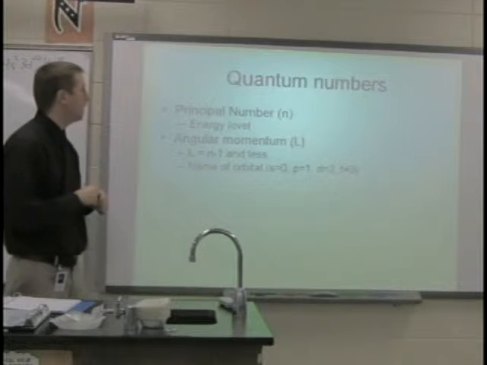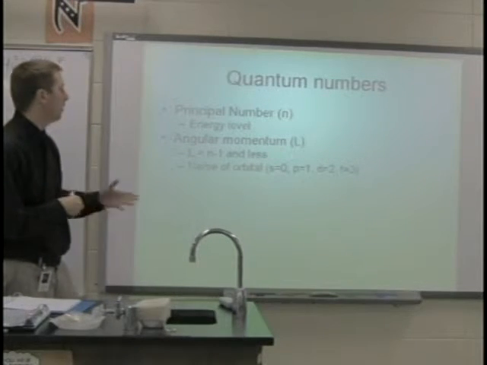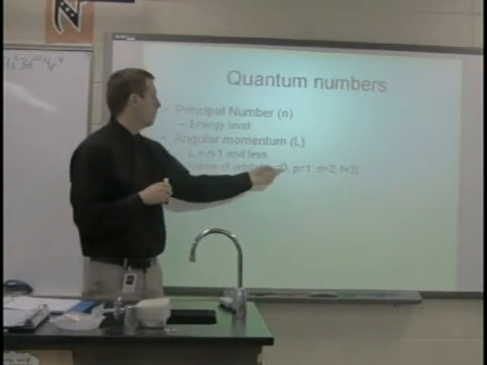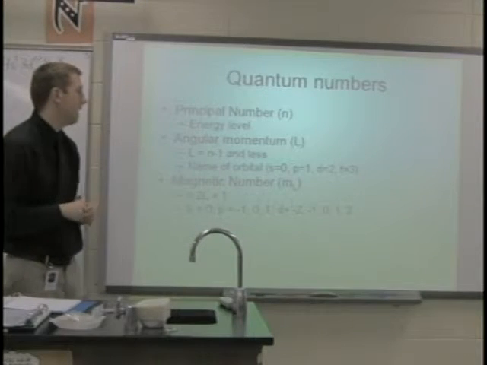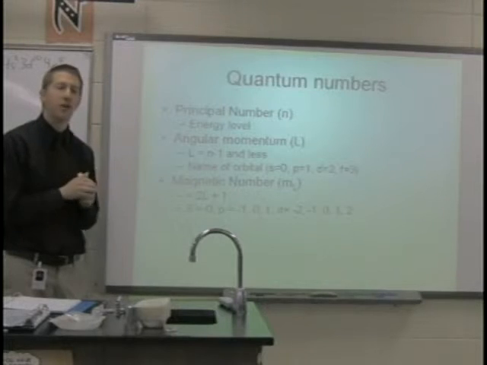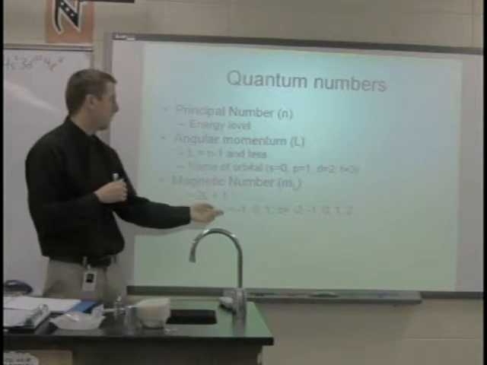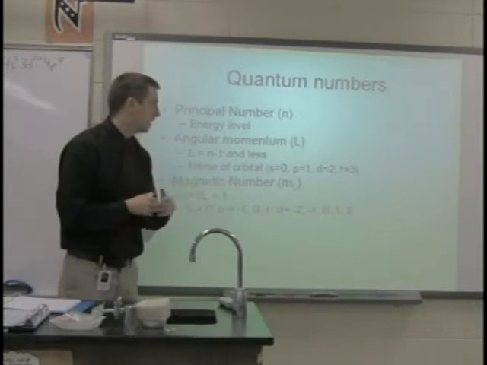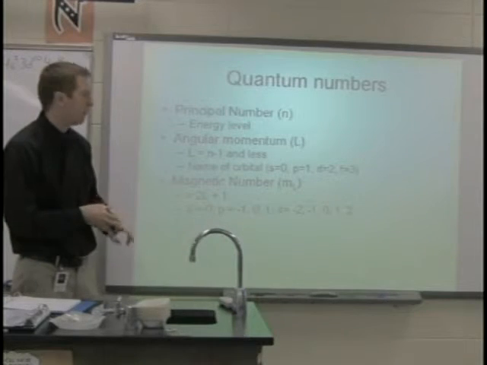The second one is called the angular momentum, and again, it's referred to as the letter L. The name of the orbital: if you end in the s orbital, you're given a 0. The p is a 1, the d is a 2, and the f is a 3. The magnetic number can vary based on where the electron is located. If it's s, it can only be a 0. The p can be a -1, a 0, or a 1. And again, the d can be -2, -1, 0, 1, 2. I'll show you an example of that in a little bit.